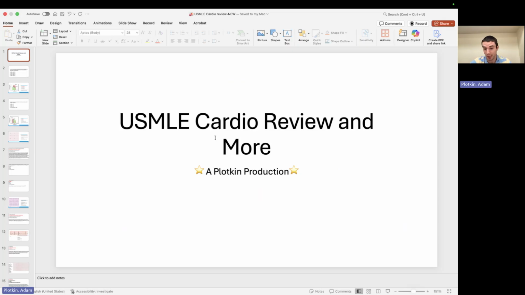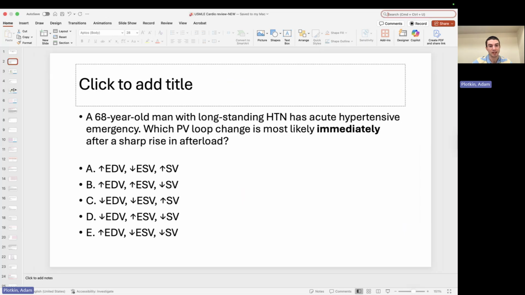When I present a question, pause your screen, consider it, and really think about the physiology and the pathophysiology of the question, and then I'll give a brief review, and then we'll move on. All right, first question. We have a 68-year-old man with long-standing hypertension who has an acute hypertensive emergency. Think about which PV loop change is most likely immediately after a sharp rise in afterload. Consider A through E, pause your screen, and then I'll discuss.